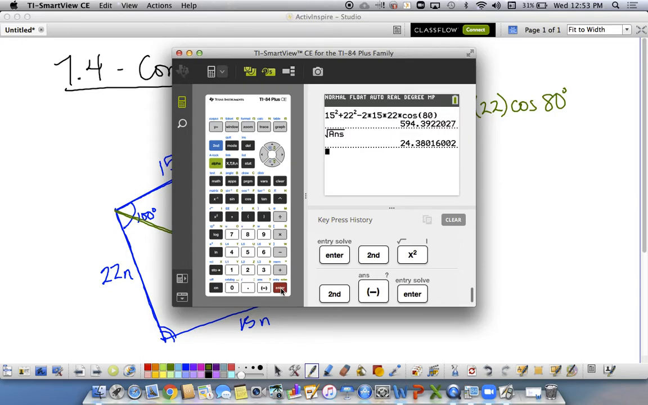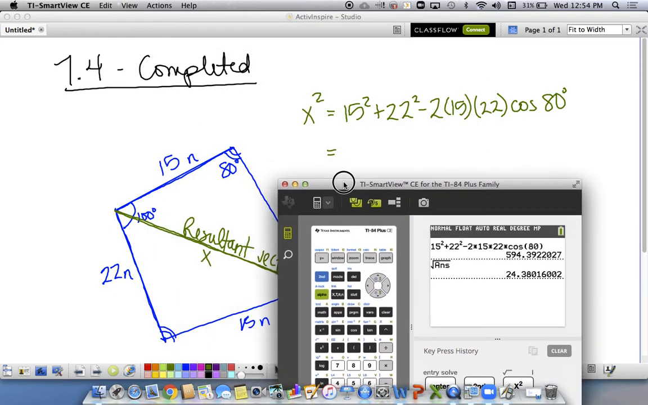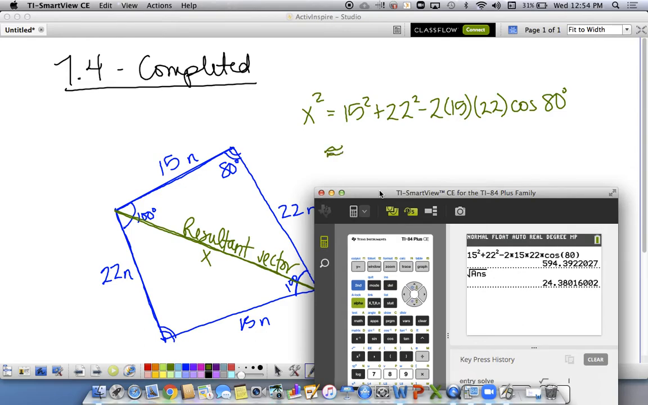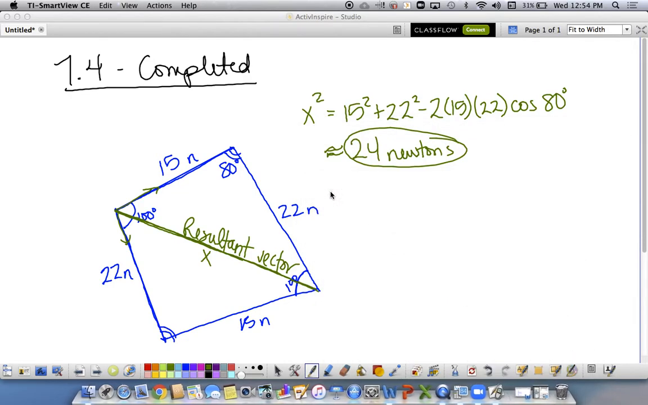Okay, sig figs. Are they important? Generally they are. Approximately 24 what? Newtons. Okay, the resultant force. Somebody's pulling this direction at 15 newtons, somebody's pulling this direction at 22. They're creating a resultant force of 24 newtons going forward in that direction. Okay? So we need to do another one. Let's go ahead and do another one.